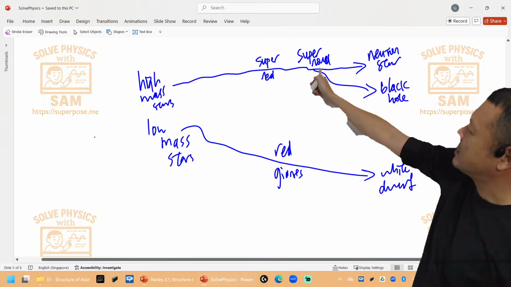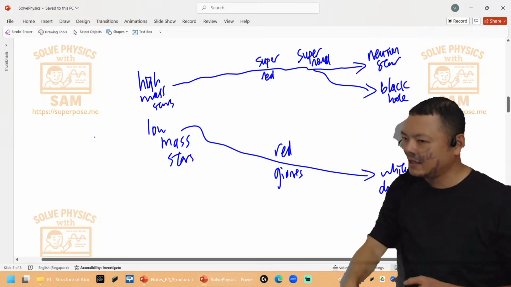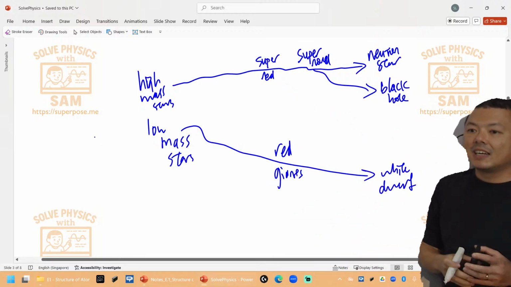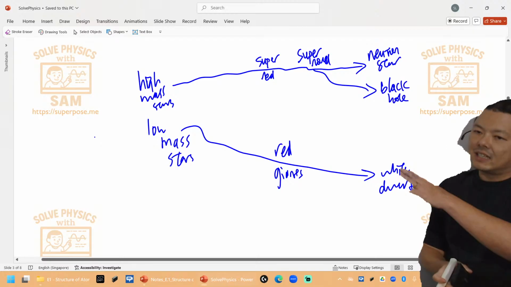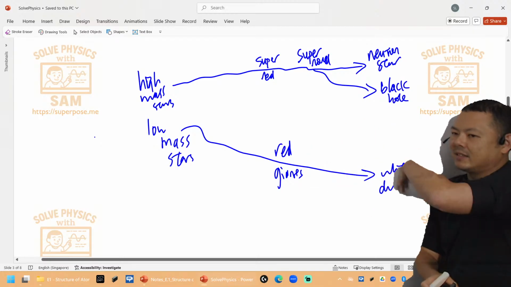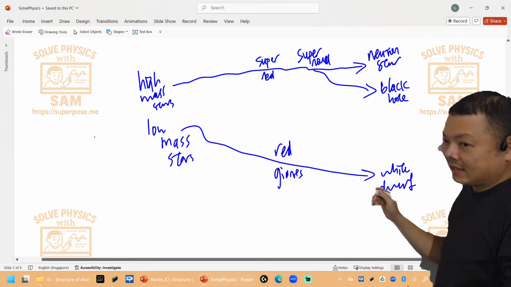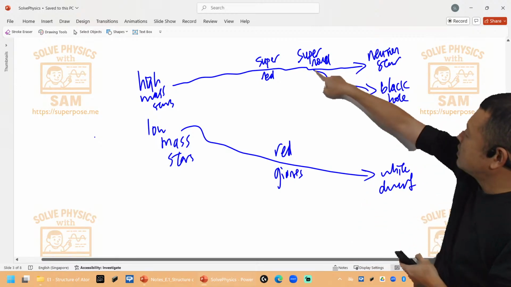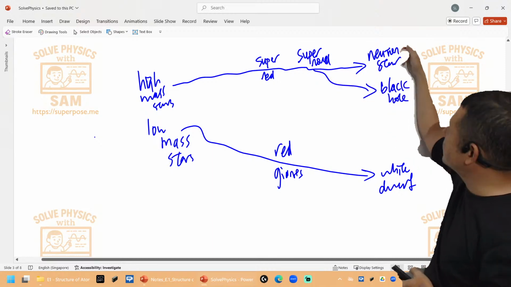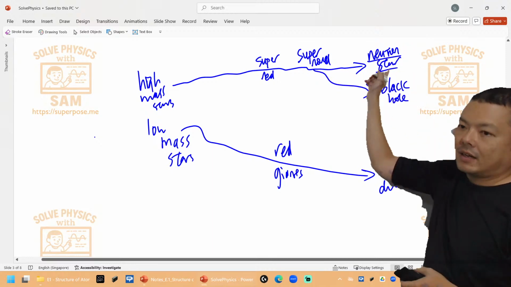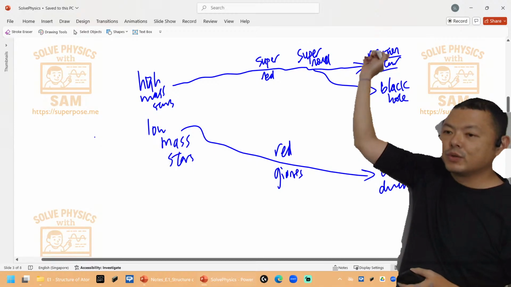Don't worry, this part here died already. No, this part here also died already. Yeah, they also matter, but what we want to do is focus on this one here. I want to talk about this one, the neutron star.